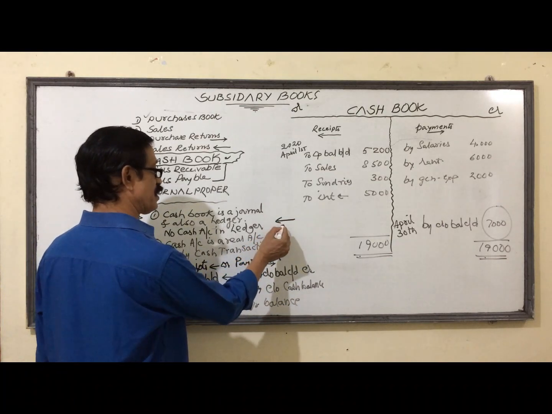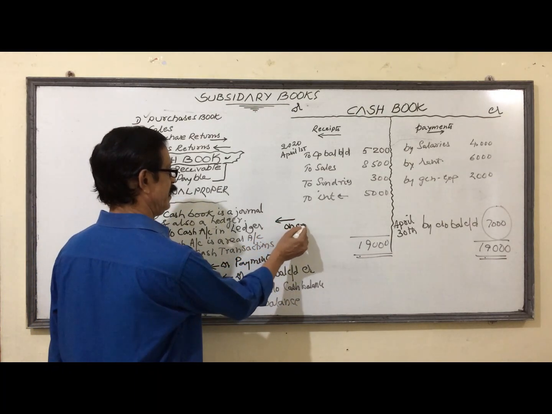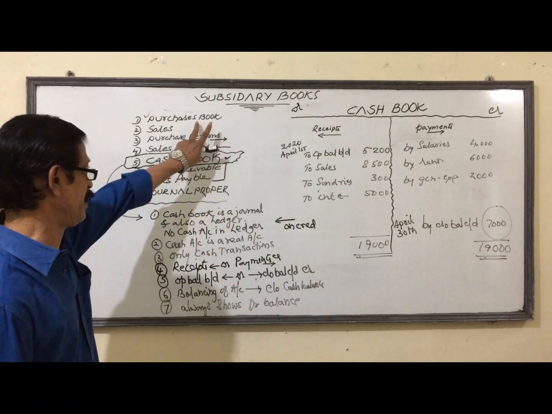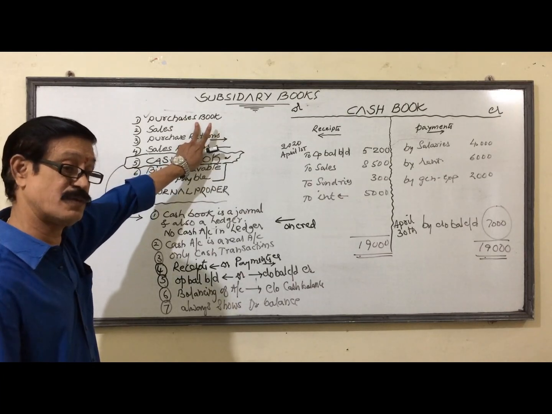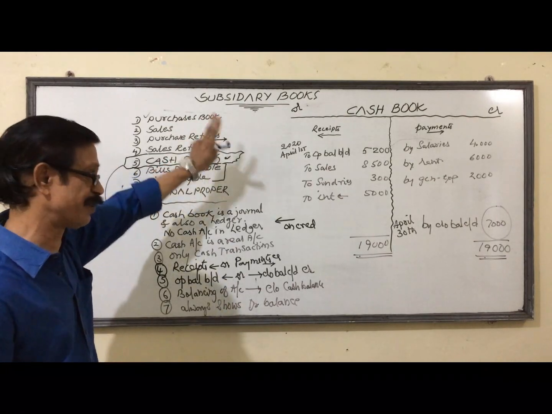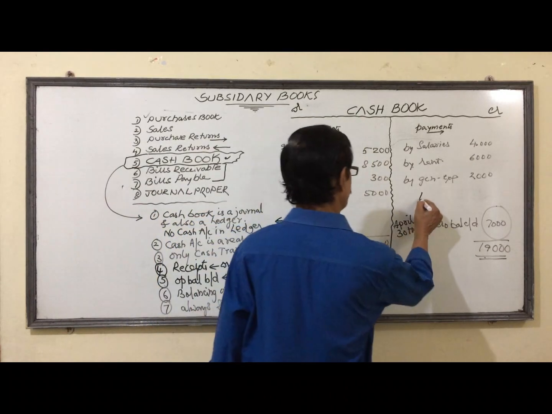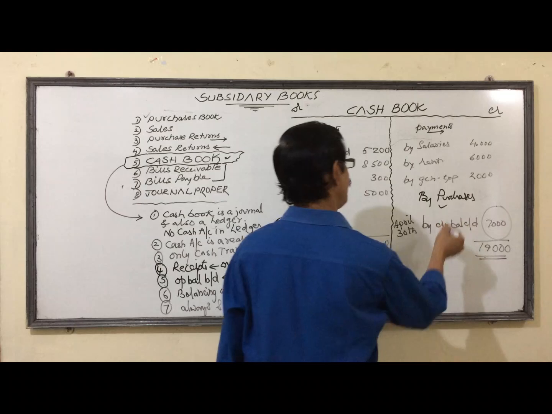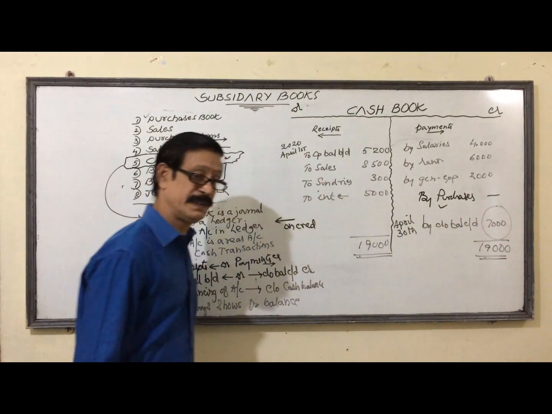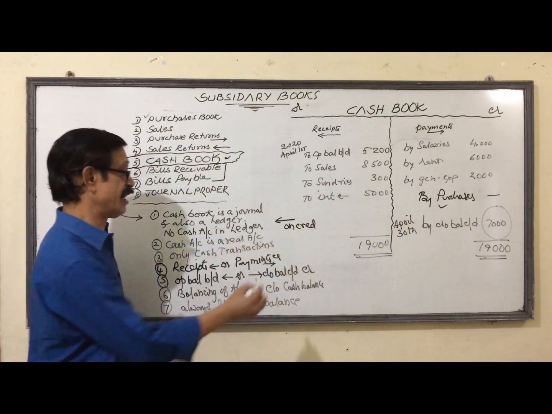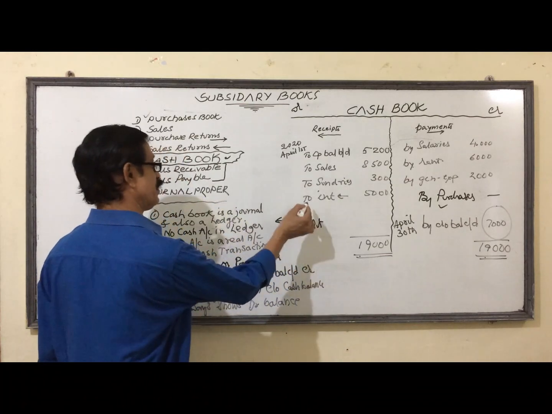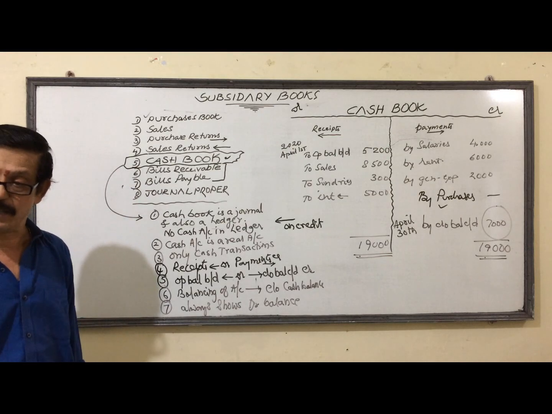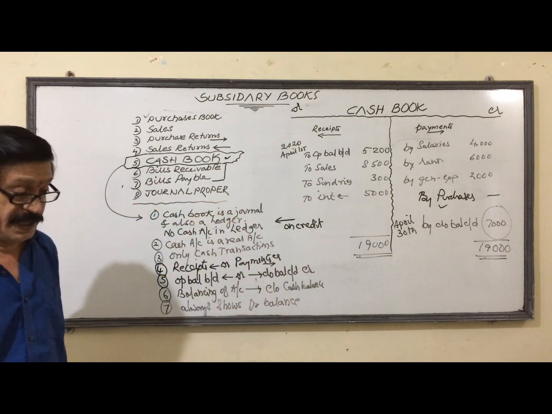Whenever we purchase goods on credit, we will enter it in the purchase book. But whenever the goods are purchased on a cash basis, that is recorded only in the cash book. Understanding? Goods purchased on credit go to the purchase book. Goods purchased on cash go to the cash book.